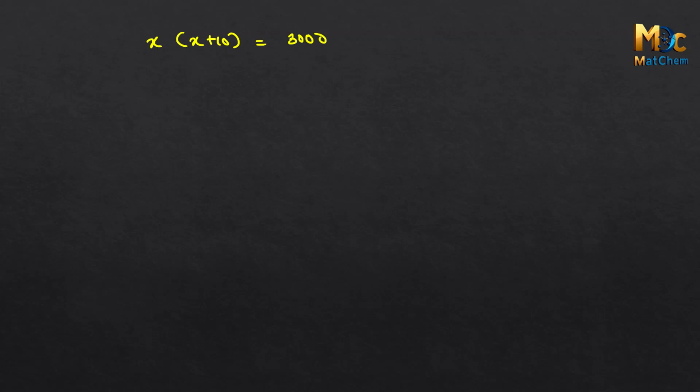That means if you multiply a number with 10 more than that number, you will get 3000, so the only possibility is 50 and 60. So the number is going to be 50. Otherwise, we can make it a quadratic equation by opening up the bracket.